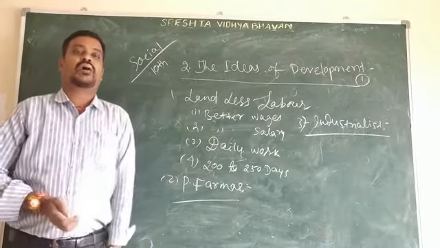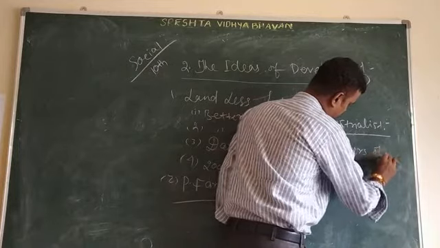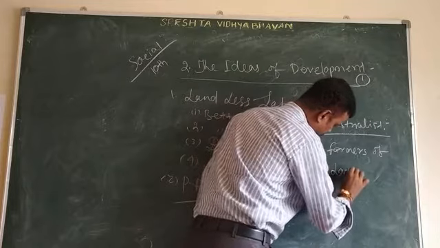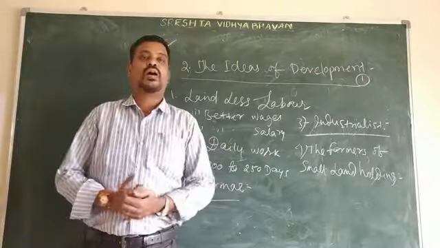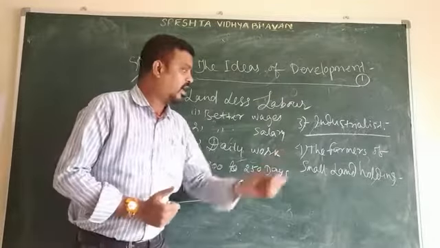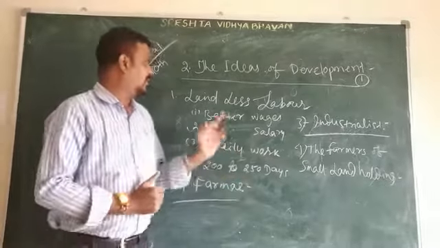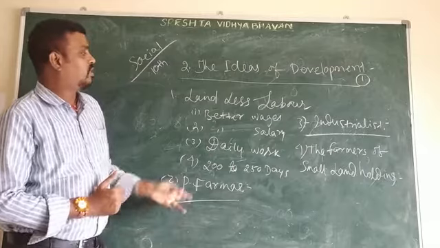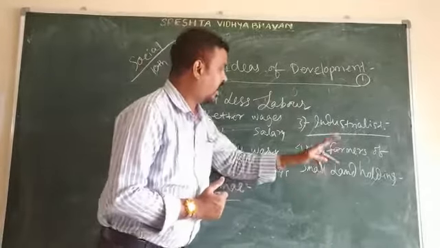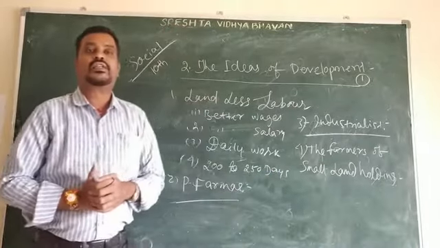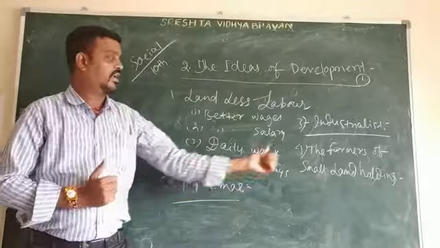Okay, so next one is the farmers of small land holdings. So the fourth one is the farmers of small land holdings. They want small dams. So here the development is different from one person to another person. The development is different to landless laborers, to prosperous farmers, to industrialists, and to the farmers of small land holdings. So the development is different for different people and it has different aspects.